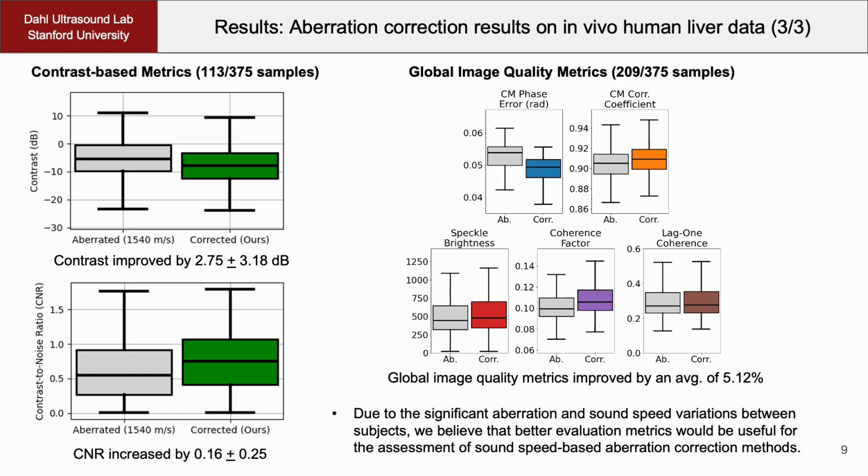However, due to the significant aberration and sound speed variations between subjects, we believe that better evaluation metrics would be useful for the assessment of sound speed-based aberration correction methods.